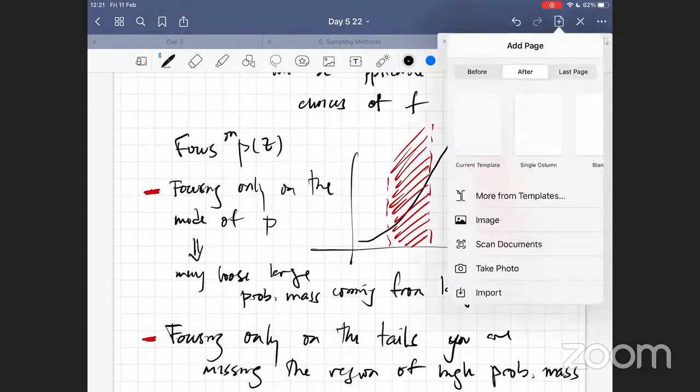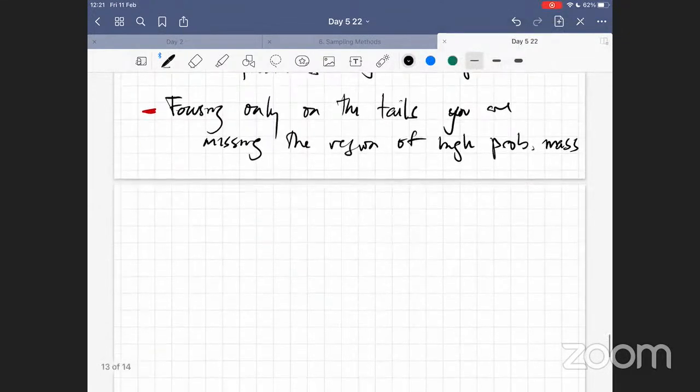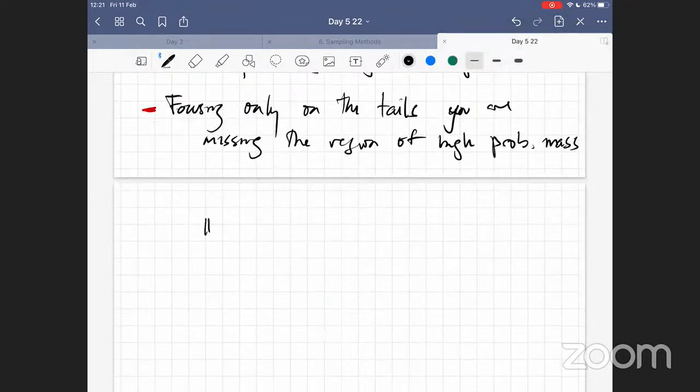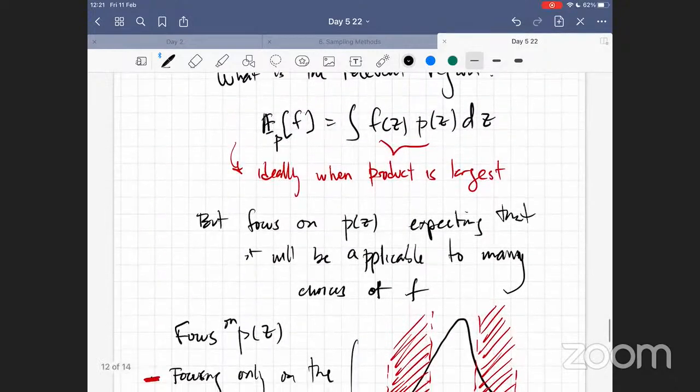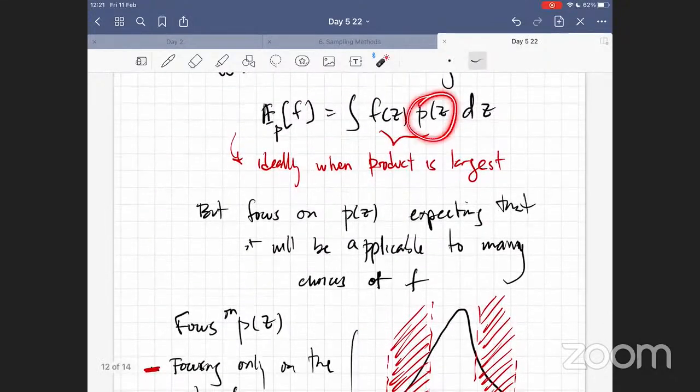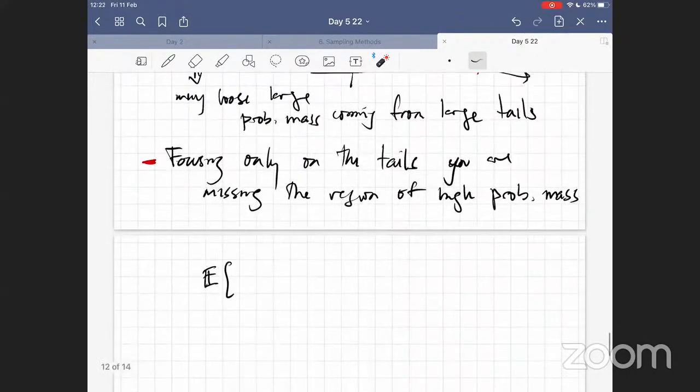Let me put another page here. So the problem we are discussing here is different. It is an integral where this is the posterior distribution, and this is an observable function. So let me put an example.